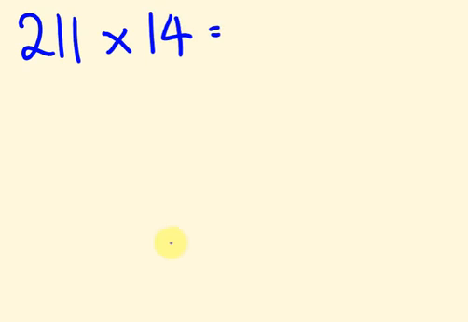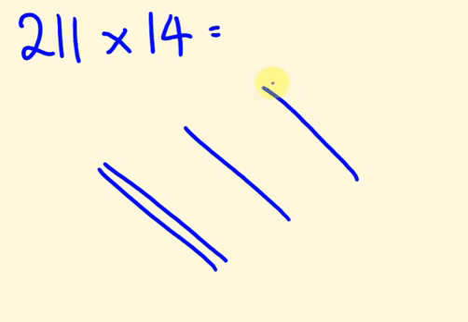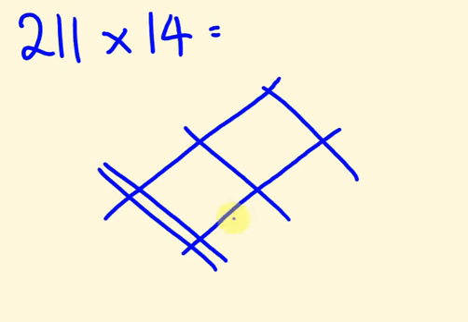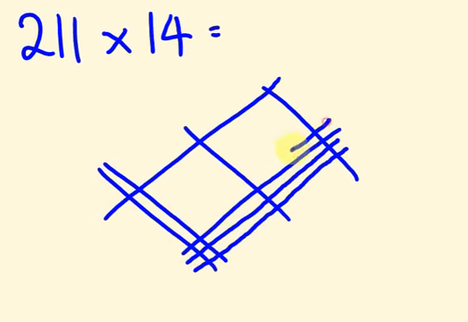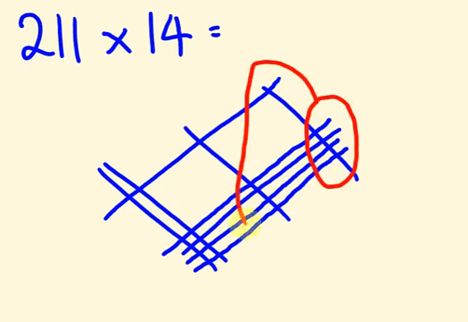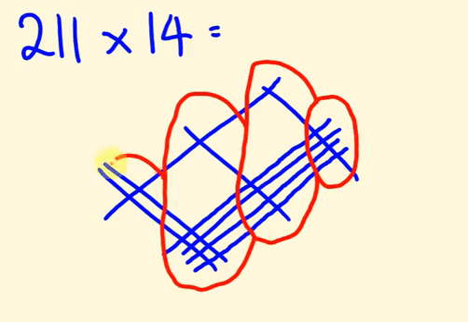So the way I do it, left to right, is 211. 1, 2, and 1, 1 times 14. 1, 1, 2, 3, 4. Okay. This one you're going to be a little bit more careful separating up. We're going to have these ones here, these ones here, these ones here, and these ones here. Okay, so let's see how many intersections we have.